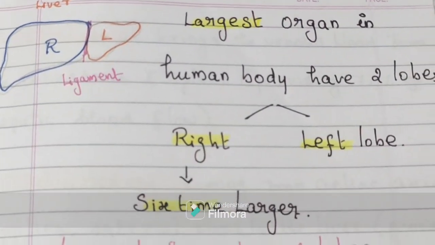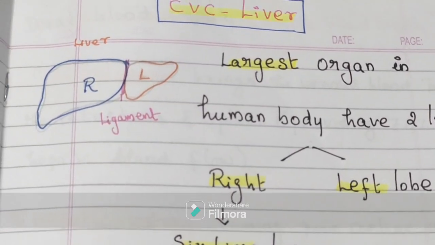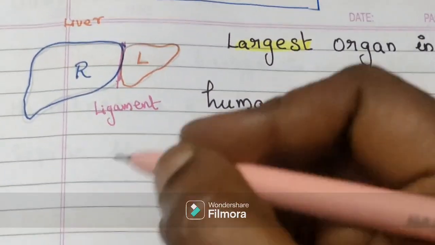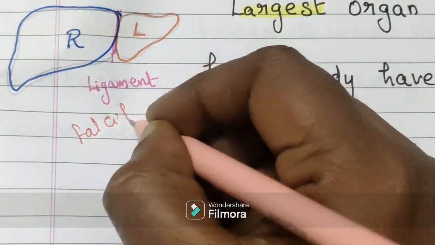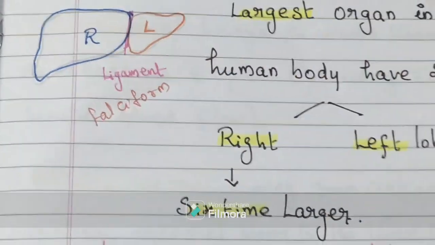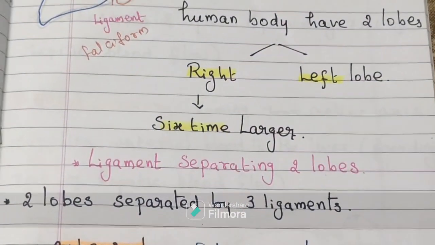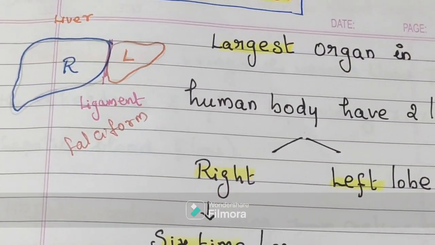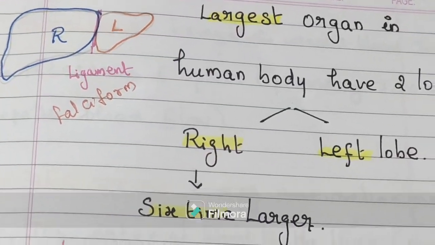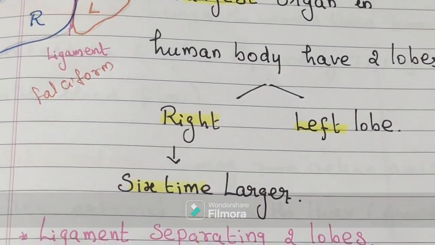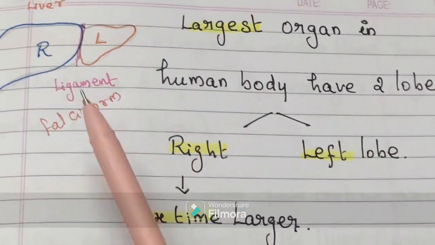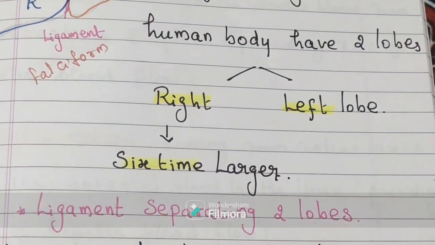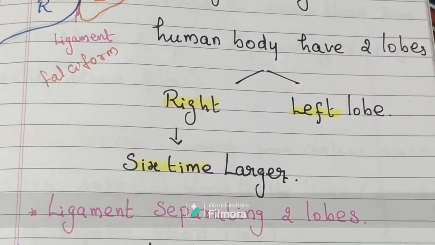The two lobes are separated by the falciform ligament. So this is the normal liver, right lobe and left lobe. The right lobe is 6 times larger compared to the left lobe. And there is a ligament which is separating the two lobes of the liver.